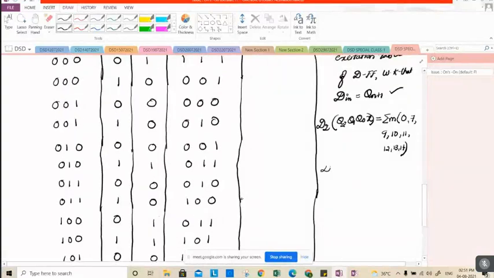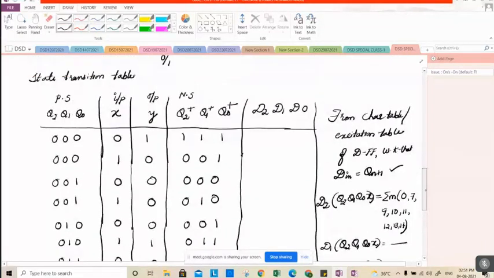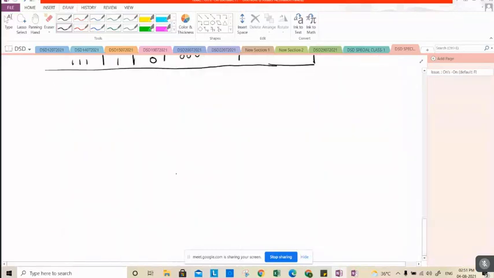Similarly, we will get the minterms for D1 and D0 also in terms of Q2, Q1, Q0, X. And here we have an output also, which is Y. Y will be a function of which variables? Y also depends upon Q2, Q1, Q0, and X. Then you are supposed to design this circuit. How many flip-flops are required here? 3 flip-flops are required.